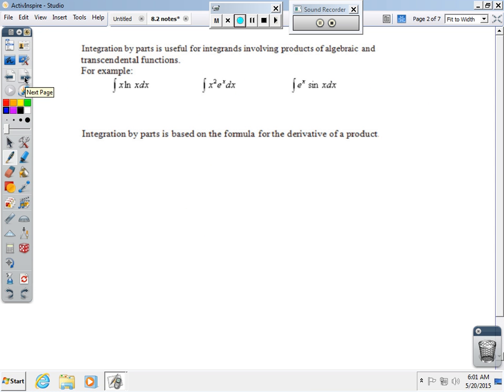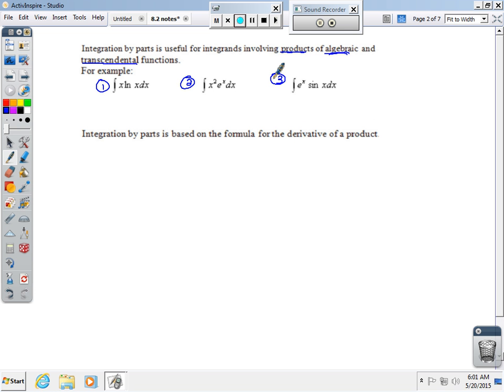Integration by parts is best used when it's the product of algebraic, but more importantly, transcendental functions, which are e to the x, ln of x, sine x, some of those functions. So here are three examples where integration by parts is going to be useful, and some of our other methods aren't going to work out.